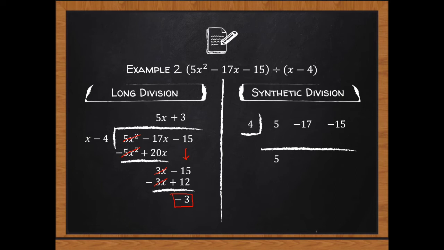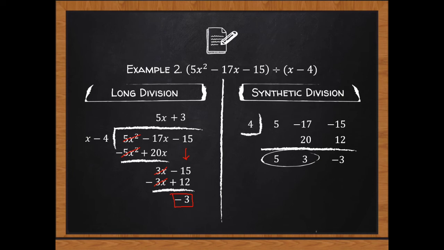Okay? After that, ang next procedure natin is bring down 5 dito sa third row. So, that is 5. And then, multiply na tayo. 5 times 4, 20. And we are going to write 20 dito sa second row. And next is we add negative 17 plus 20. The answer is positive 3. And next, multiply ulit tayo. 3 times 4 is 12. So, dito natin isusulat. And then, add na naman. Negative 15 plus 12. The answer is negative 3. So, negative 3 po is the remainder. And then, 5 and 3 po are the coefficients of our answer or the quotient.